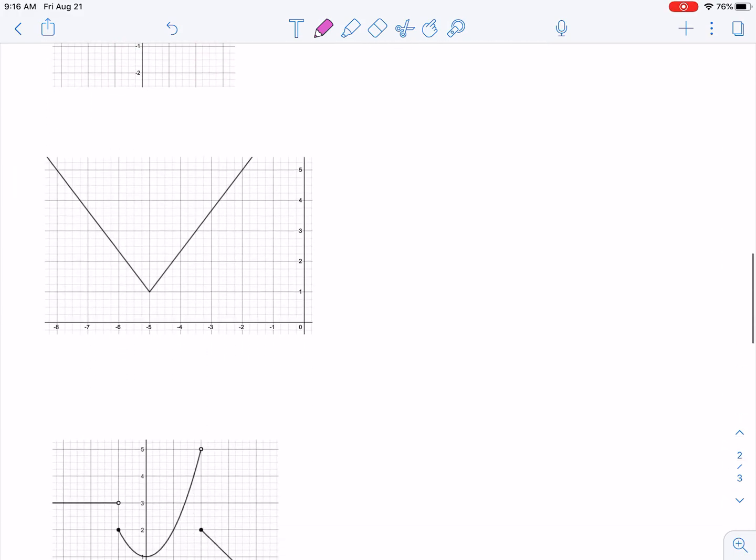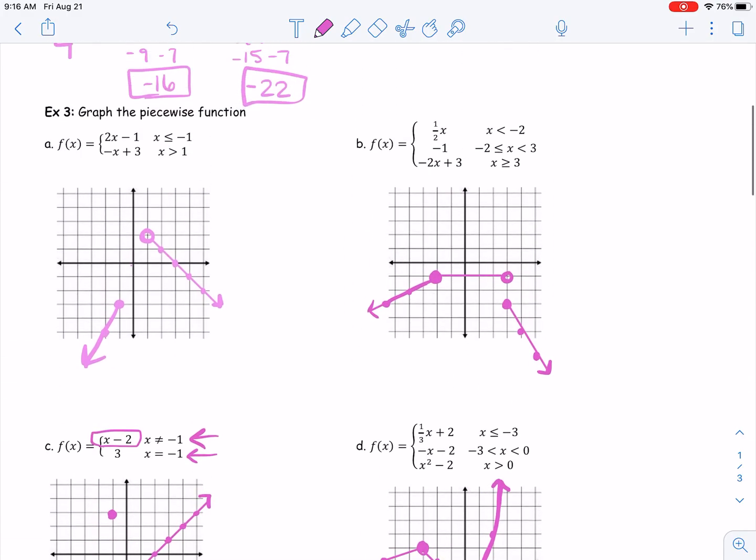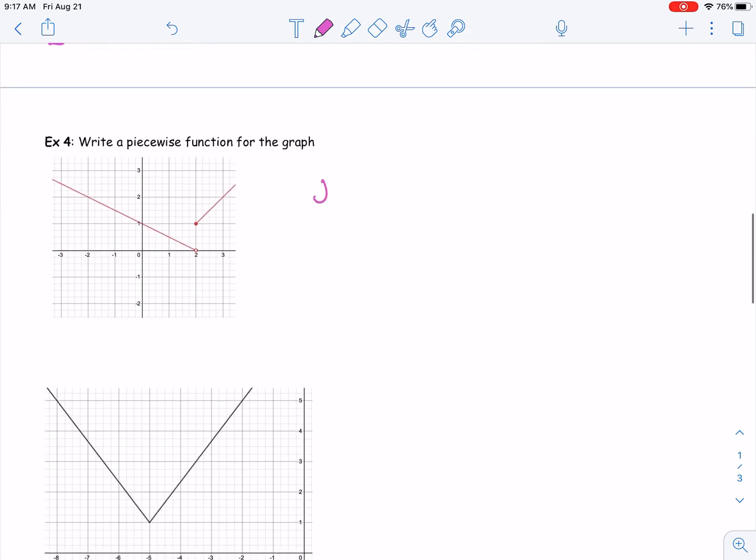Okay. Now for the last examples, we're kind of doing the opposite of example 3. In example 3, I gave you the piecewise function and you graphed it. And now I'm going to give you the graph and you're going to come up with that piecewise function. So remember the notation. It's going to be f of x equals and then a curly bracket. We're going to list out the function and then its domain.